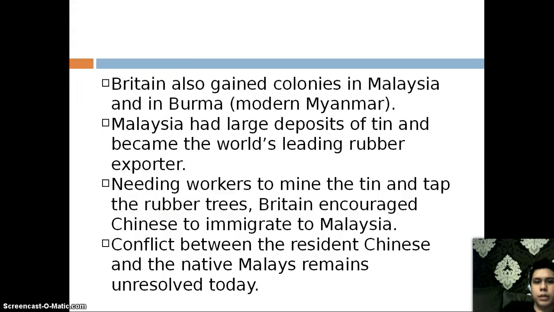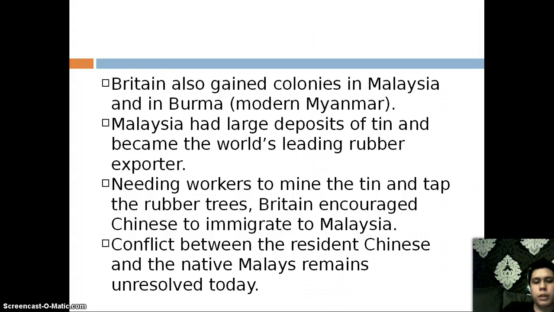Britain also gained colonies in Malaysia and Burma. Burma is like modern Myanmar. Malaysia had large deposits of tin and became the world's leading rubber exporter. Needing workers to mine the tin and tap the rubber, Britain encouraged Chinese people to immigrate to Malaysia.